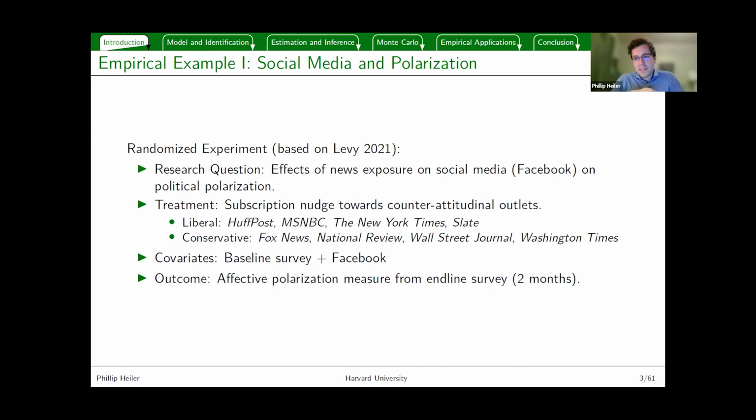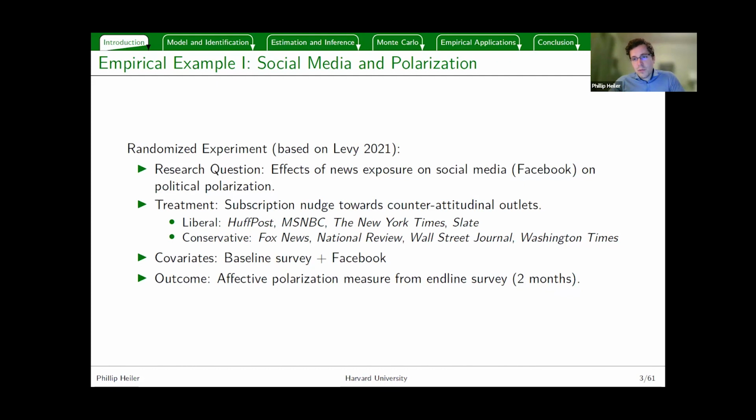And the treatment itself is counter-attitudinal, meaning, if you're Republican-leaning, then a counter-attitudinal nudge would be a nudge towards subscribing to a more liberal, Democratic-leaning outlet, like, for example, MSNBC or the New York Times, and vice versa. If you're liberal, then you would, for example, be nudged to subscribe to Fox News or other more conservative outlets. And the experiment was conducted by recruiting units through Facebook ads. Then some information was collected both through Facebook and through a baseline survey. And then the nudge took place. And then 2 months later, we measured affective polarization using an endline survey.